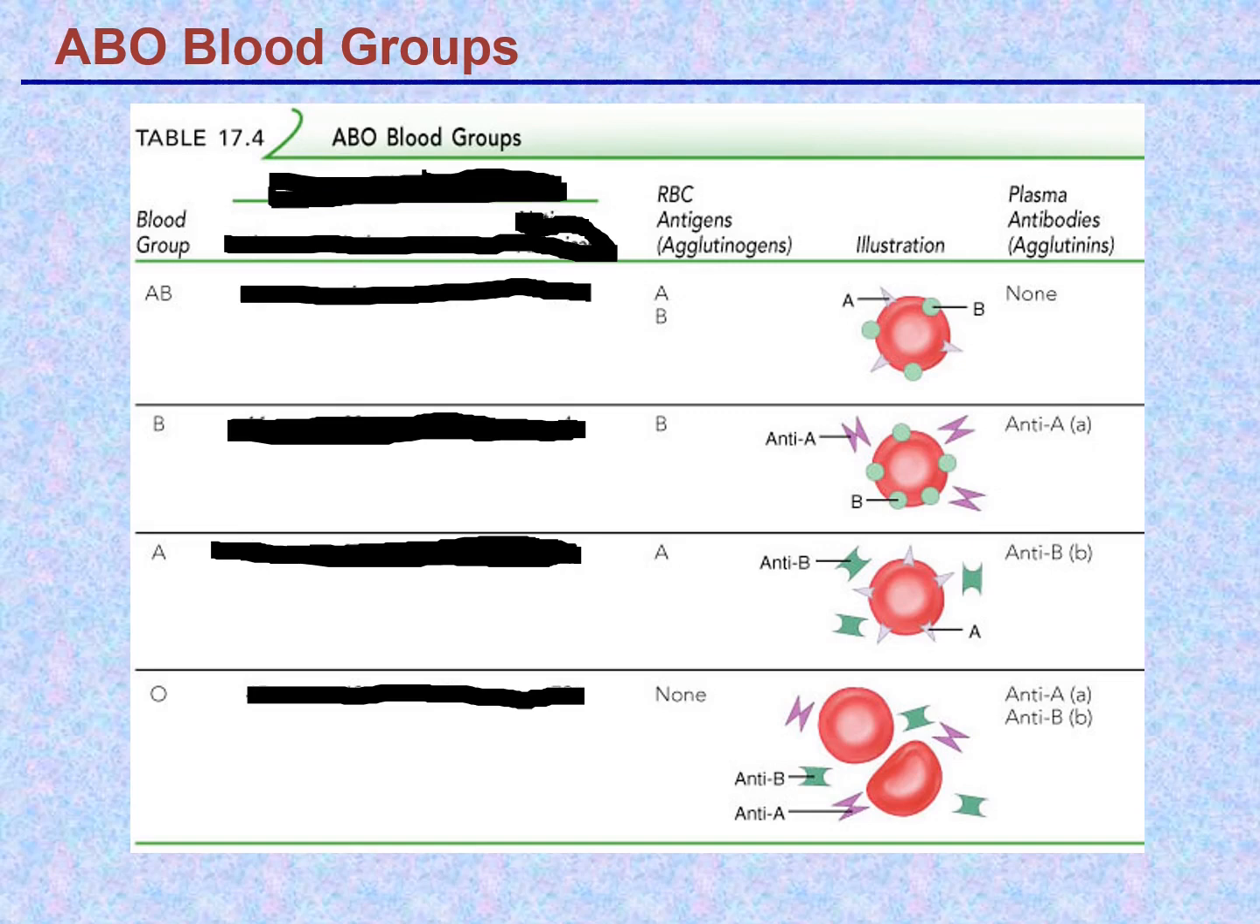Okay, so as I said before, if you are blood group AB, you have A and B on the surface of your red cells, and you will not have any ABO antibodies. If you're B, you have B on the red cell surface and you will have anti-A in your plasma. If you're A, you'll have A on the surface of your cells and you'll have anti-B in your plasma. And if you're O, you will not have A or B on your cell surface, and you will have antibody against A and also antibody against B.